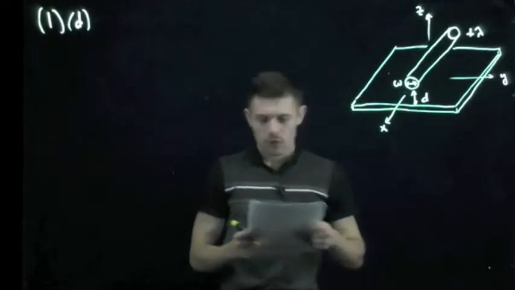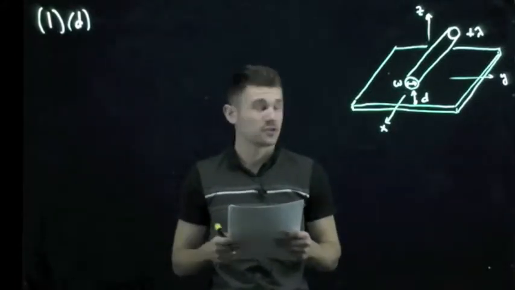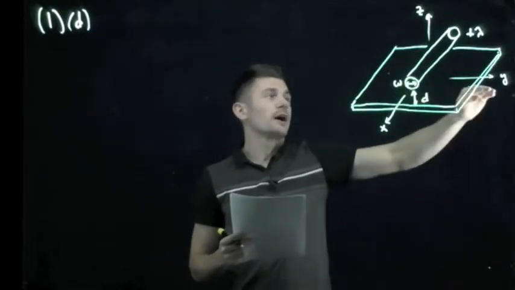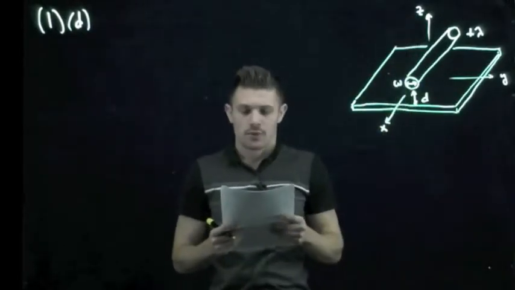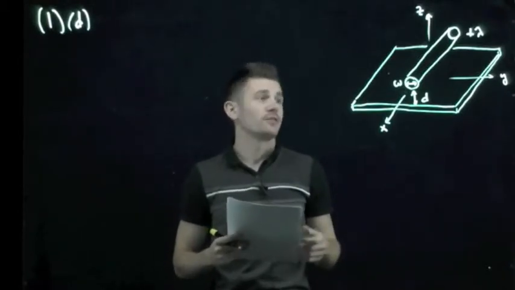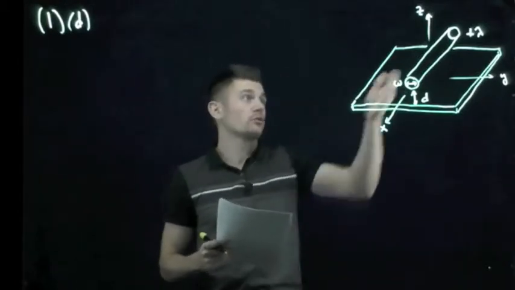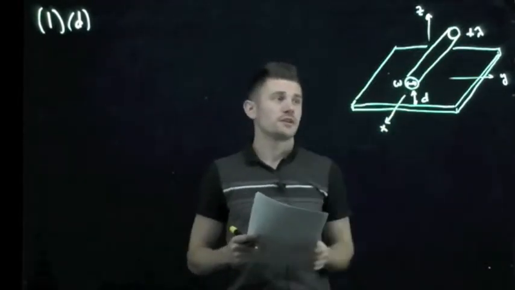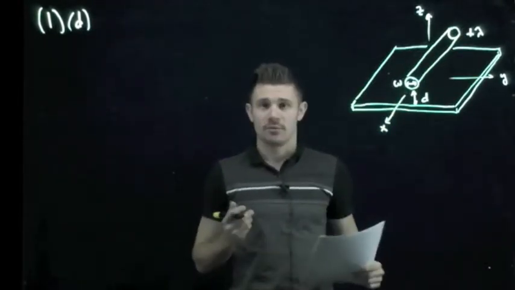Question 1 part D reads that we have a line of charge that runs along the x-axis, so you can see I've drawn the x-axis here, y-axis and z-axis, and we want to find the potential V at some point 0, y, and z above the plane. So again, we have our rod of charge that has a positive charge density lambda, a width of w, and it's a distance d above the plane.